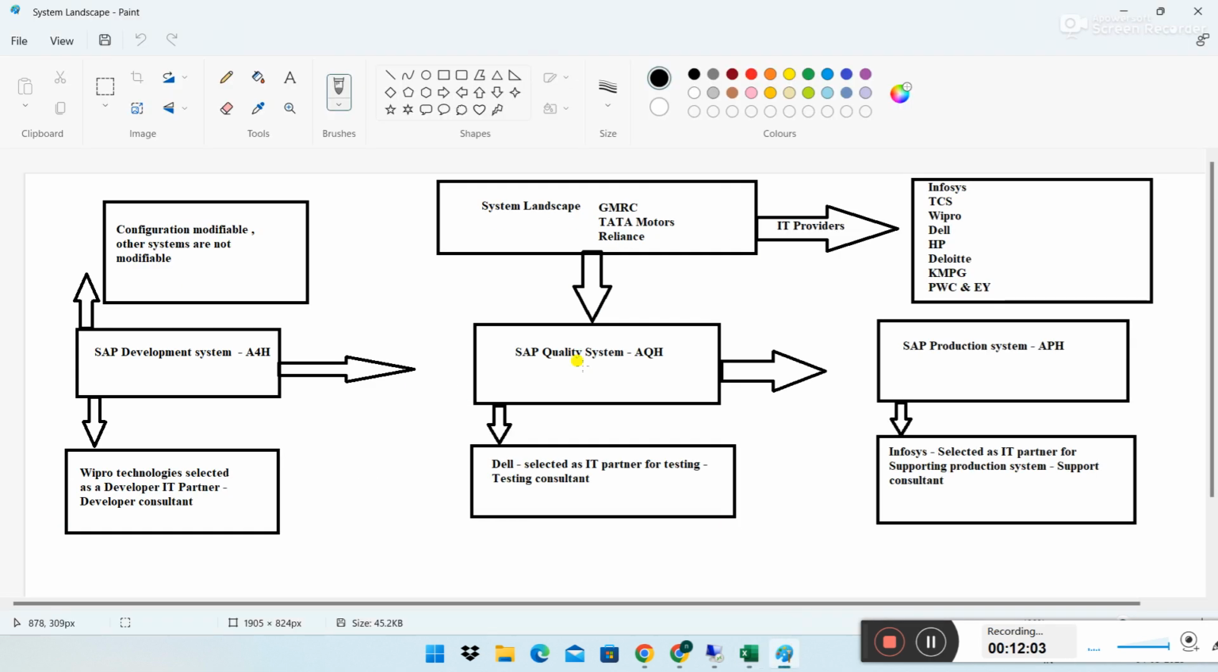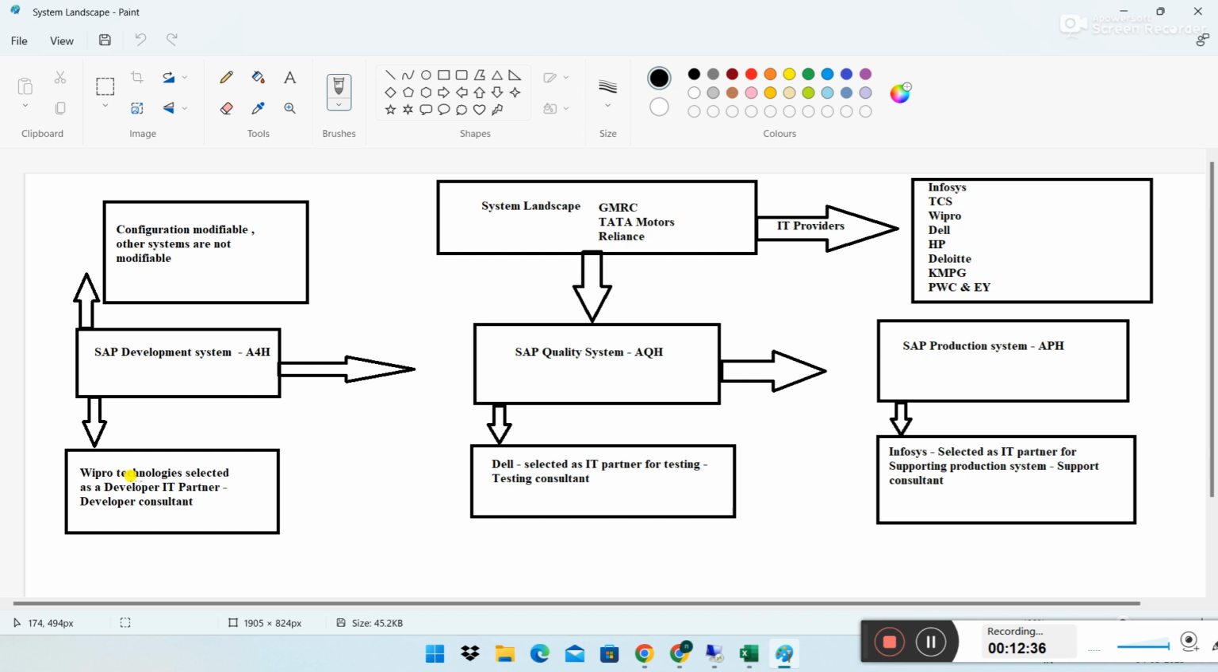So what are we discussing in a plain scenario? Let's say you selected in one company. For one company's SAP related work, only one IT provider will not do, right? Take Reliance as an example. To do development for Reliance, we have one development team. Maybe the contract between Reliance and Wipro is for development.